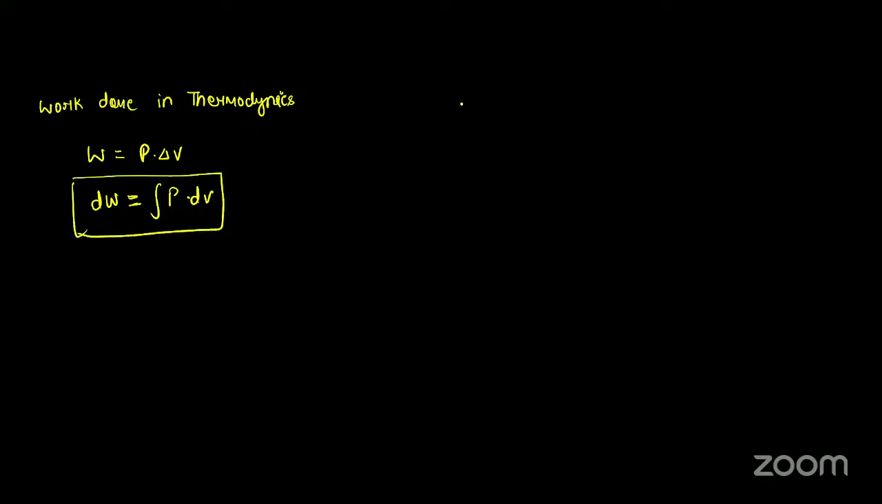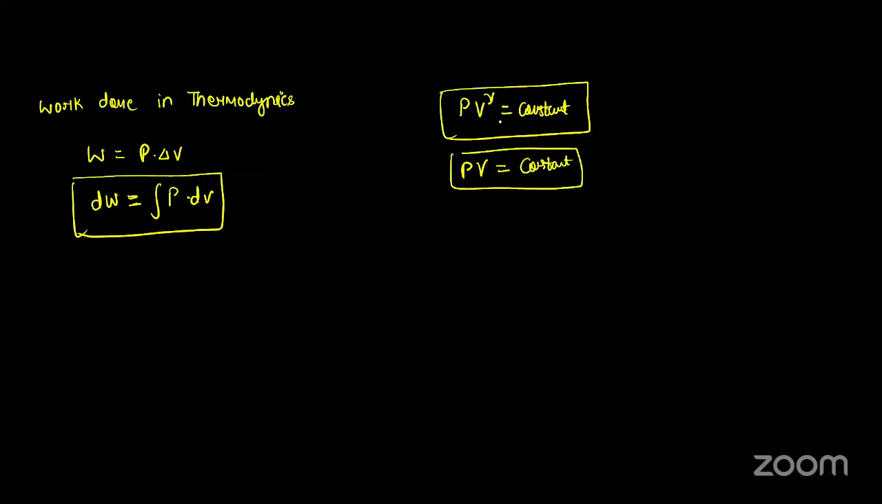Now for the adiabatic process, the process is given like this: PV raised to the power gamma is equal to constant. The isothermal is given by PV equals nRT, but temperature is constant, so PV is equal to constant. This is for adiabatic, and this is for isothermal.